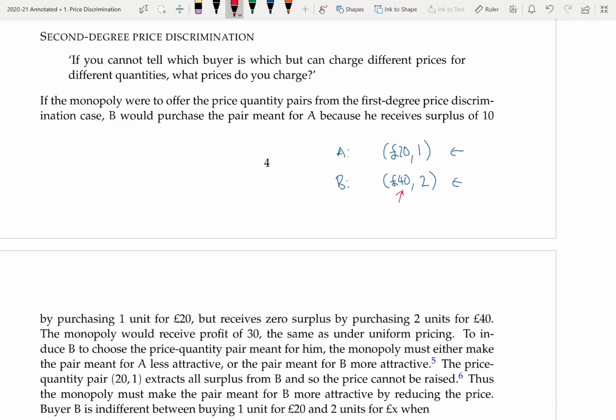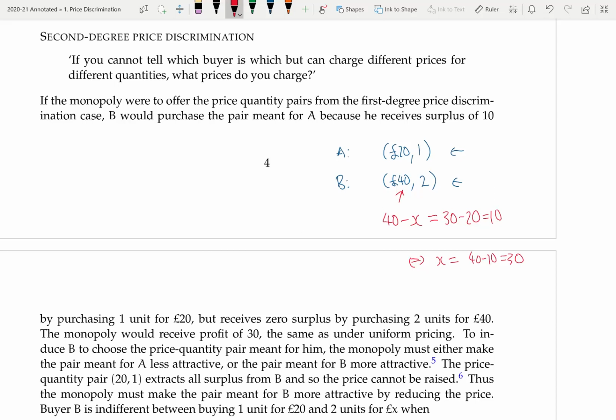Well, we want the consumer surplus of B, which is 40, which is their willingness to pay for 2 units, minus the price of 2 units, let's call it X, to be equal to the consumer surplus that A gets from the other option, which, remember, because they're willing to pay 30 and the price is 20, is going to be 10. So solving this equation, we need X to be equal to 40 minus 10, which is 30. So what we should do is reduce the price for 2 units to 30.